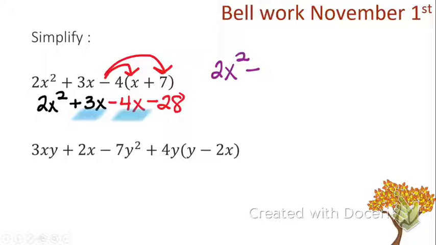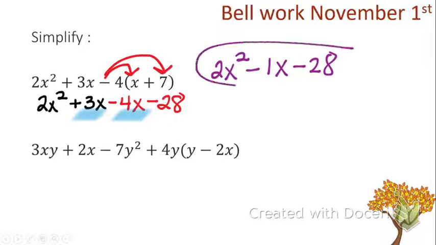-1x squared, or just -1x? So we don't change the x, the variable. We're only adding together the numbers in front. So 3 minus 4 would be a -1x. And then we have a -28. And that would be your final answer.